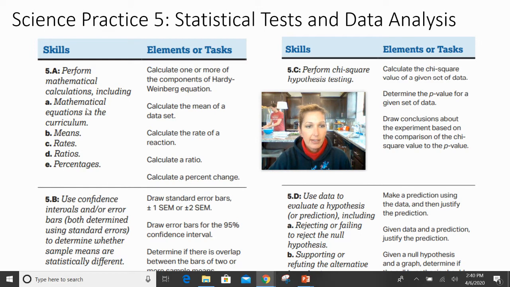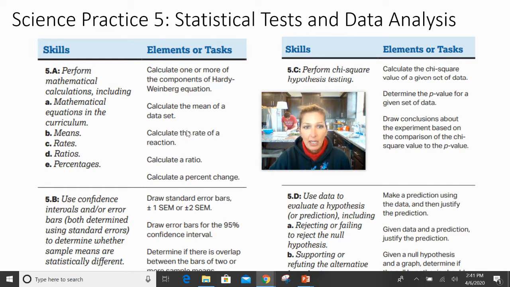So when we talk about things like water potential, or understanding delta G, those are equations that are given to you, and you know how to calculate them. Means, rates, ratios, percentages, basic math practices are expected. Hardy-Weinberg is one of the tasks they do ask you to calculate. However, since we're only covering units 1 through 6, Hardy-Weinberg actually came in unit 7, so I doubt there's going to be a Hardy-Weinberg equation on this year's test.